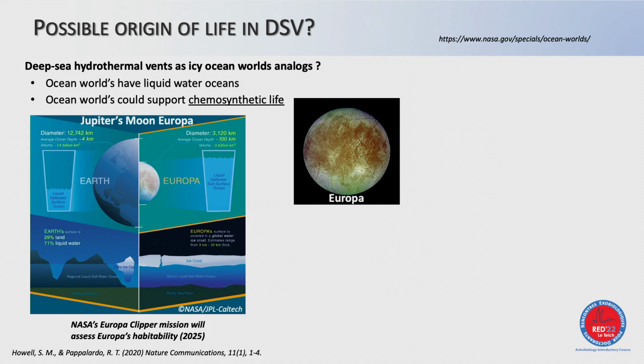So one good candidate for that is Jupiter's moon, Europa. And in several years, there will be a mission, Europa Clipper. This mission has one objective: to assess Europa's habitability and to see if all the conditions are there to prove that this moon can sustain life.